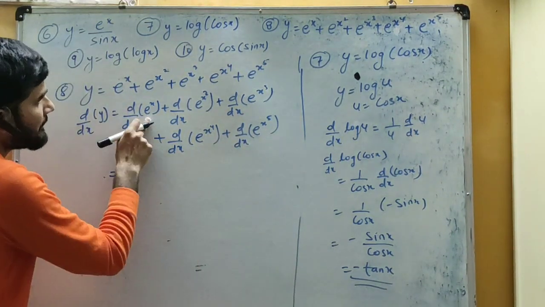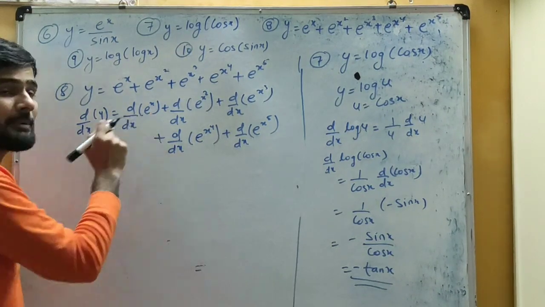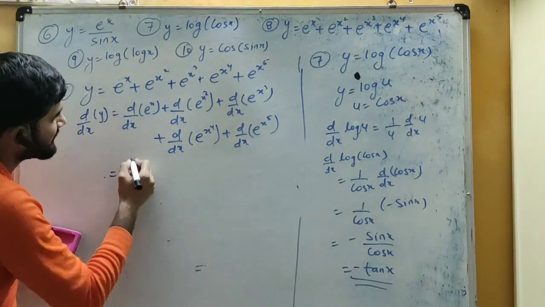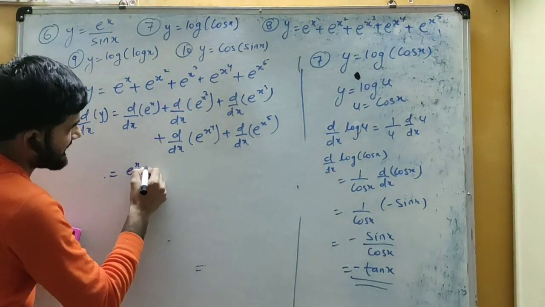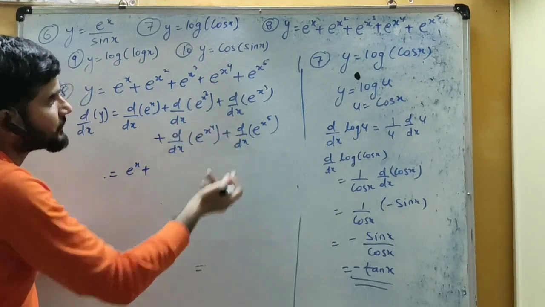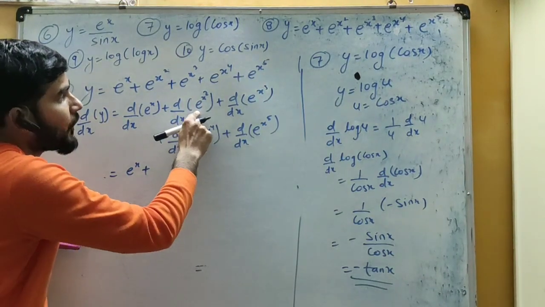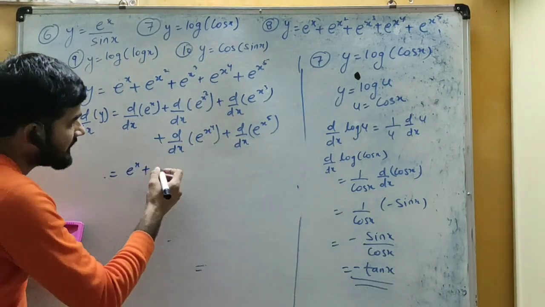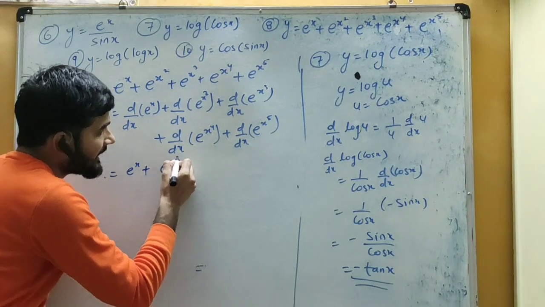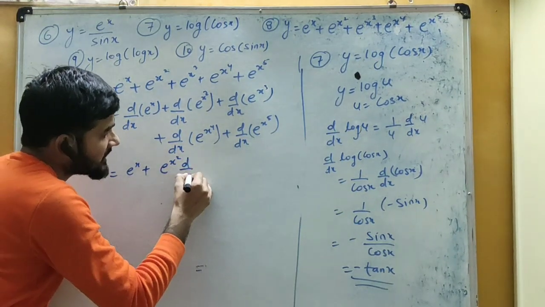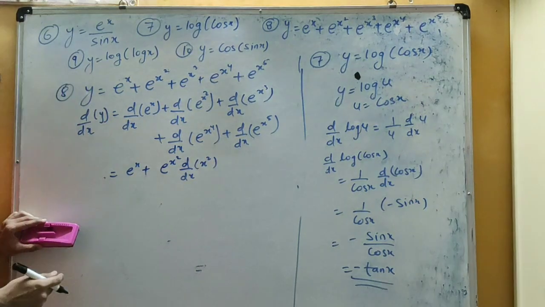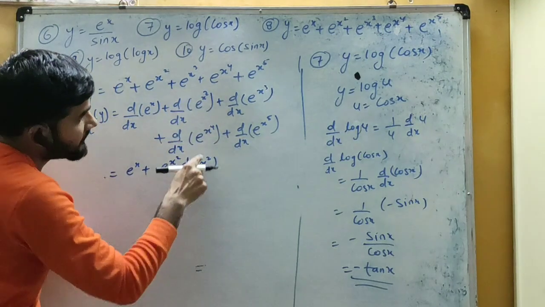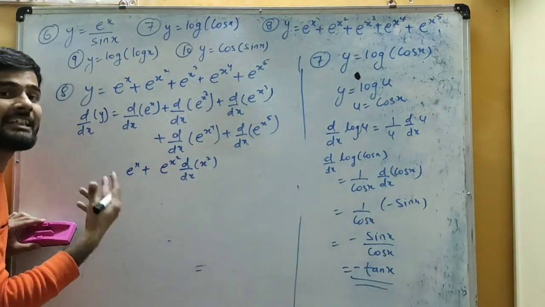Now here d by dx of e raised to the power x will be e raised to the power x as it is, as we have seen in the previous case. Plus d by dx of e raised to the power x square. Now this is in the form of e raised to the power u. So whenever we have e raised to the power u, we write it as e raised to the power u as it is, and then we have to differentiate whatever the function u is. So e raised to the power x square, and then we have to differentiate this x square again. That is called the chain rule.